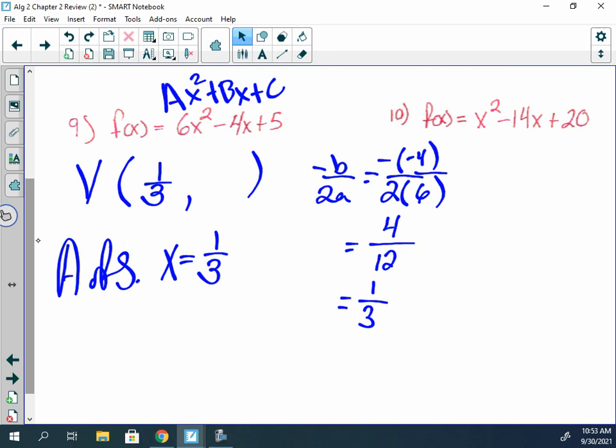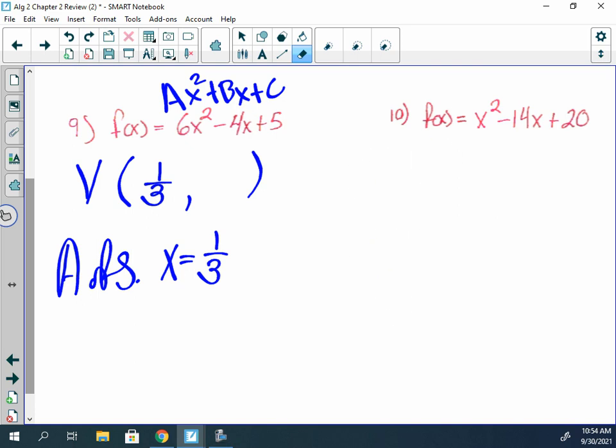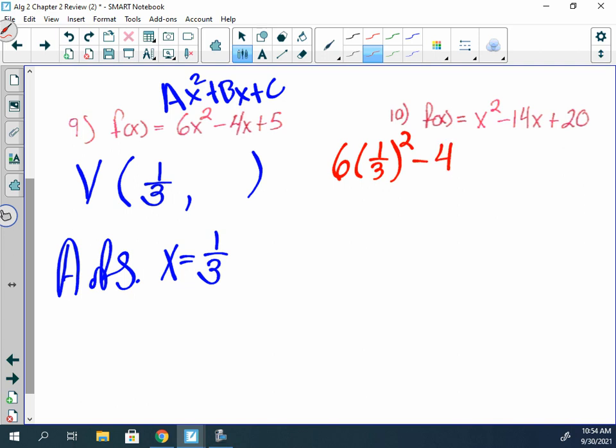Now, the only thing we're missing is the y value of the vertex, yes? Plug the x value in. So what we're going to do is take the 1/3 and plug it into the function. So we'd have 6 times 1/3 squared minus 4 times 1/3 plus 5. We're plugging it back into the function to find the value of y.